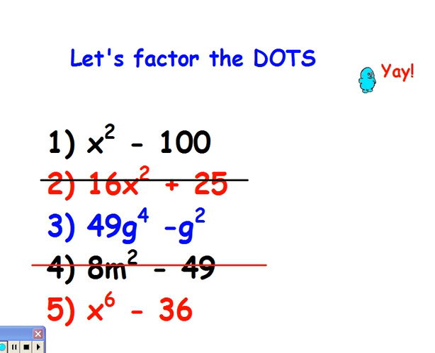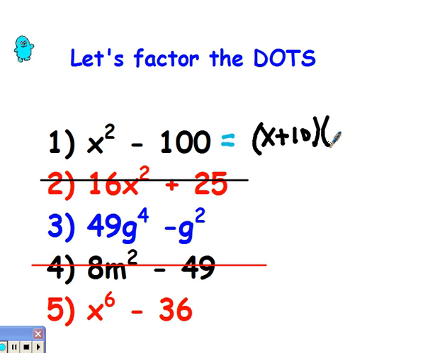Okay, so now let's try to actually factor them. See if you can remember what we talked about, how to factor these, going backwards. Press pause, and then come back when you're ready. Okay, so number 1, I have a difference of 2 squares. So when I factor it, I'm going to get my answer looking like Bob. It's just going to be x plus 10 times x minus 10.